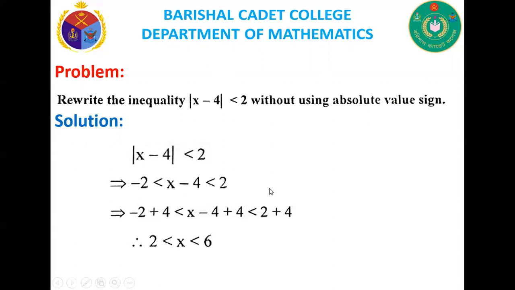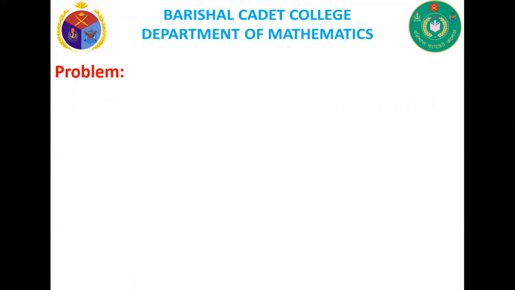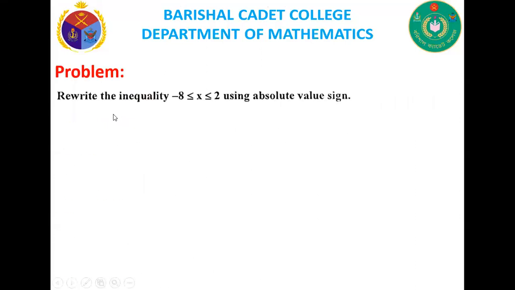Okay, boys. The next problem is: rewrite the inequality minus 8 less than or equal to x less than or equal to 2 using absolute value sign. So let us start. Given that minus 8 less than or equal to x less than or equal to 2.